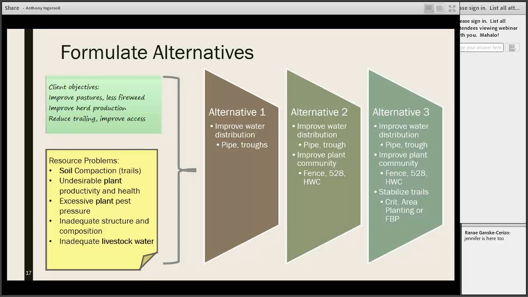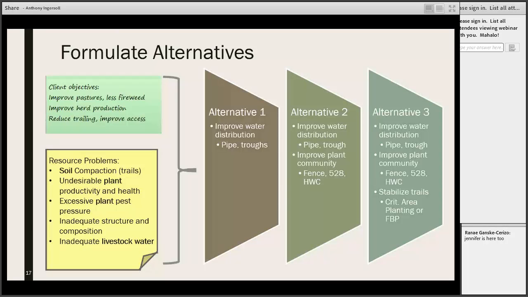So his options would be he could start picking which of these he'd like to address. Maybe he just wants to focus on the water at first. Or maybe he wants to take on the water and start doing something to make his grazing situation a little better, improve his plant community. Or alternative 3, he may want to do both of those and do something about that trailing and stabilize those areas. And we could use a practice like critical area planting or forage and biomass planting. We could kind of do either.